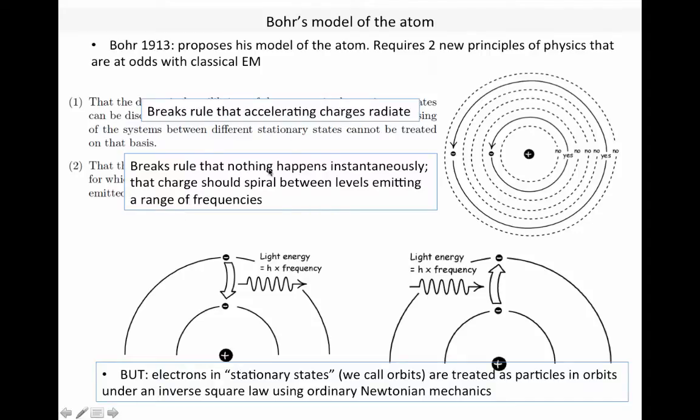So there are a couple of ways that it's breaking the rules of classical physics, but it is saying that whilst an electron is in a particular orbit, or its stationary state as Bohr calls it, it can be treated as a particle in orbit under an inverse square law using ordinary Newtonian mechanics.